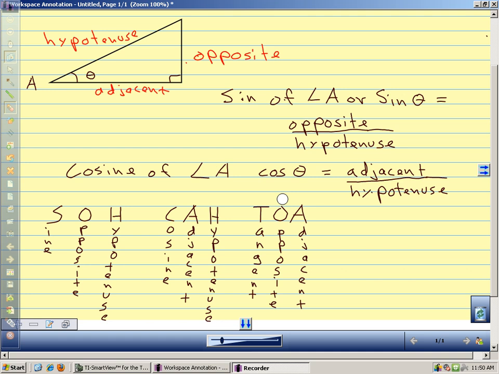Now for the quiz, you're going to need to remember this. You're going to need to know which ratio is sine, cosine, and tangent. And this is an easy way to do it. Questions on what sine and cosine of an angle are?